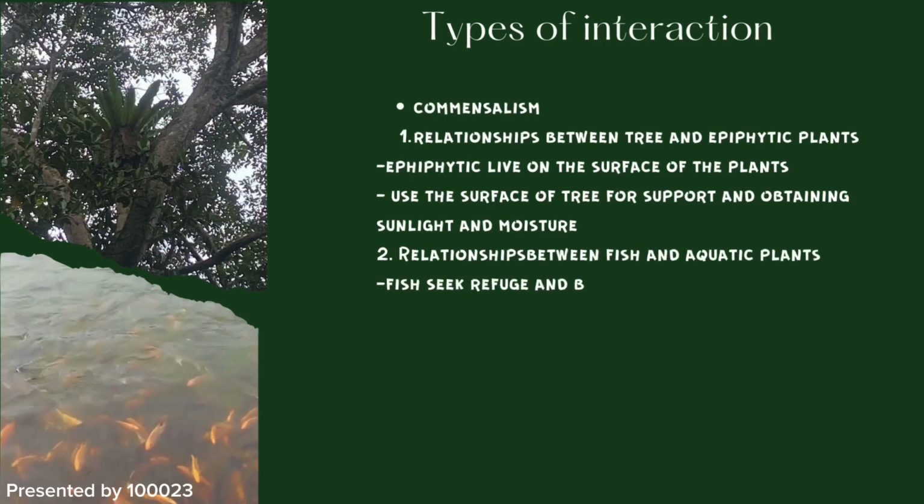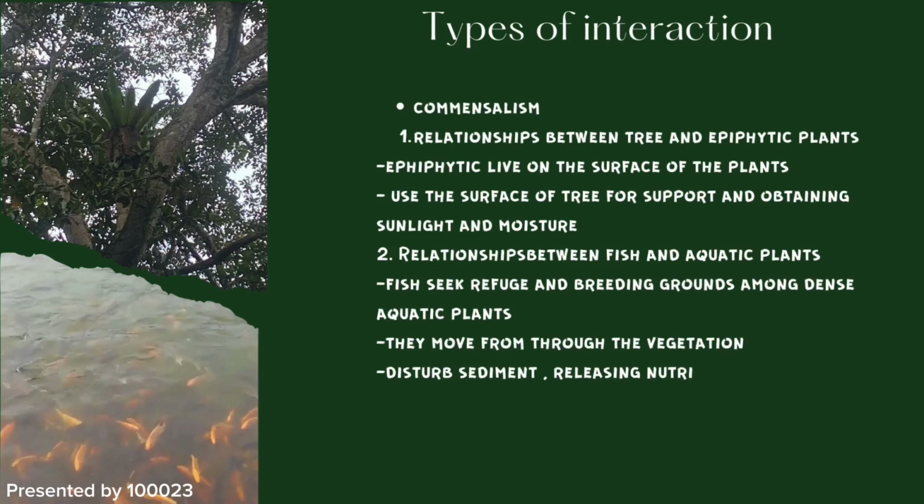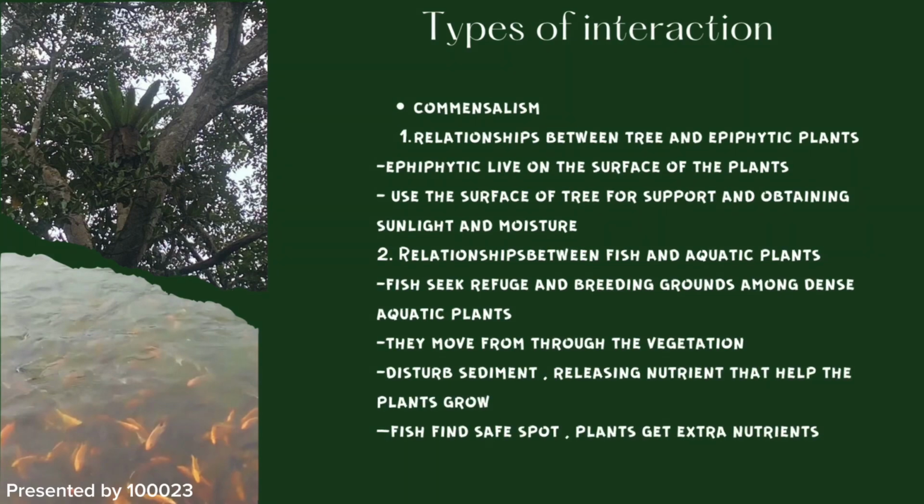For the lake ecosystem, the relationship between fish and aquatic plants. In a freshwater lake, fish like roach or common carp seek refuge and breeding ground among dense aquatic plants. As they move through the vegetation, they disturb sediment, releasing nutrients that help the plants grow. These relationships are known as commensalism. The fish find a safe spot while the plants get extra nutrients, all without any harm to the plants.